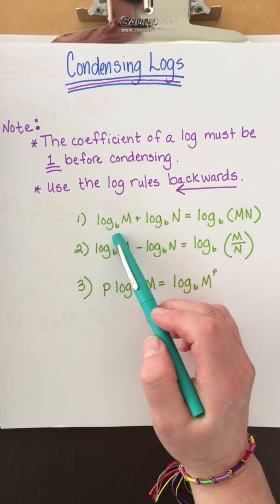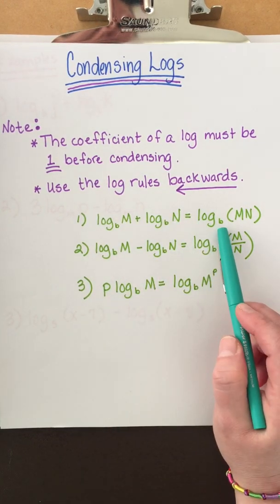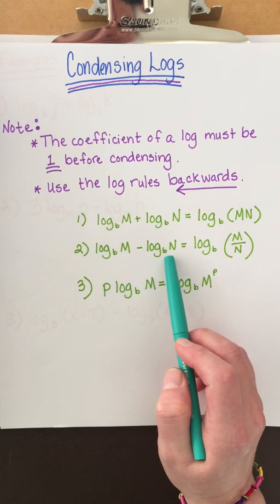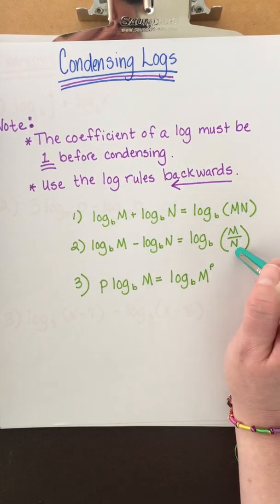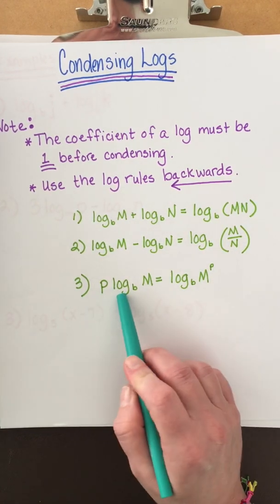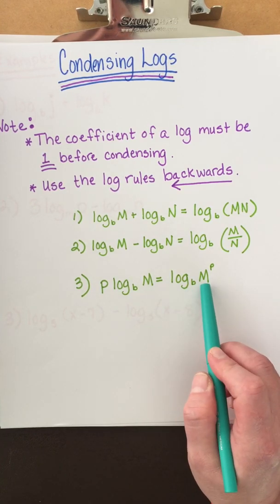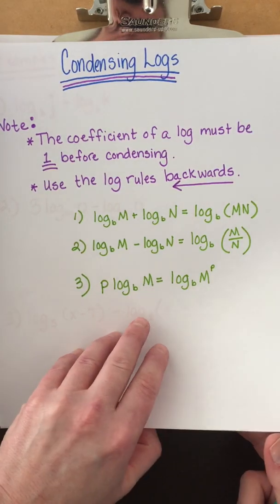So if you have the log base b of m plus the log base b of n, you can change that to the log base b of mn. The log base b of m minus the log base b of n can be changed to log base b of m over n, or m divided by n. And then p times the log base b of m is the same thing as the log base b of m to the p. All right, so let's do some examples.